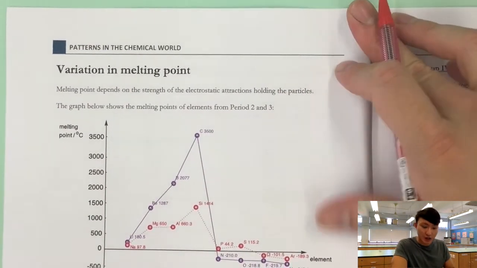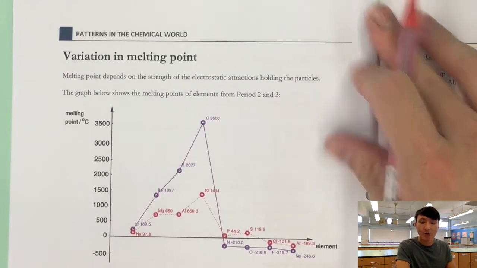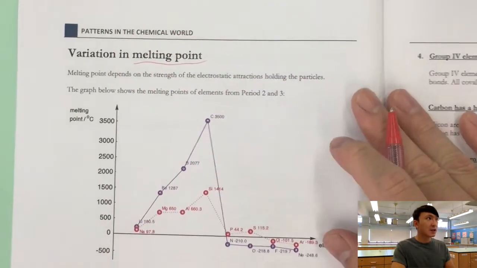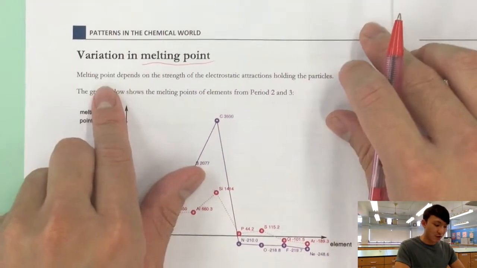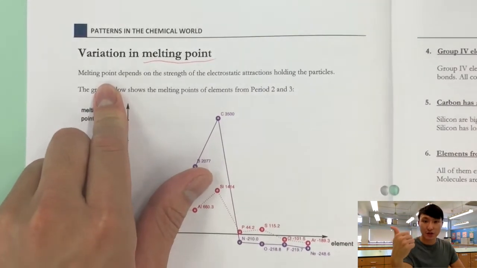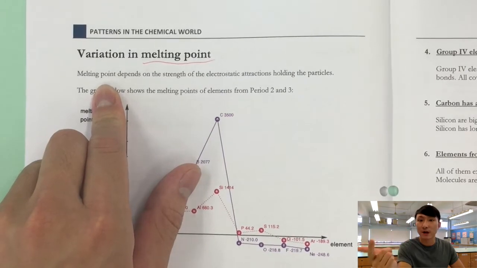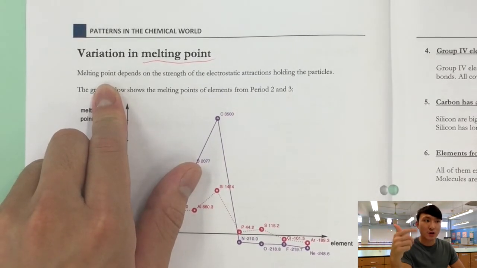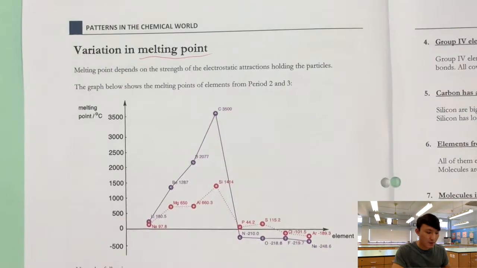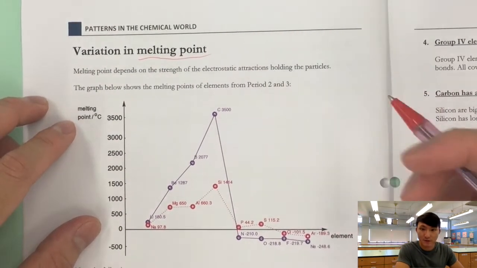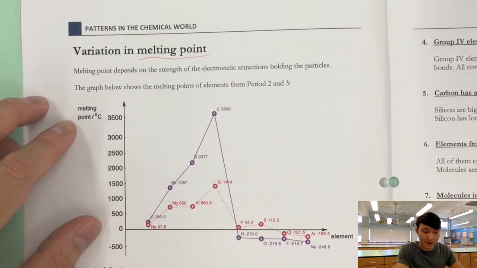Now moving on to the next page, this one is nothing new. It's simply a revision of bonding and structure and how bonding and structure has to do with the physical properties, such as melting point. Okay, now you know melting point depends on, first of all, the structure. And if the elements are having the same structure, then we move on to the bonding. We want to see which bonding is stronger. All right, when you look at this graph, it is showing you the melting point variation for period 2 elements and period 3 elements.